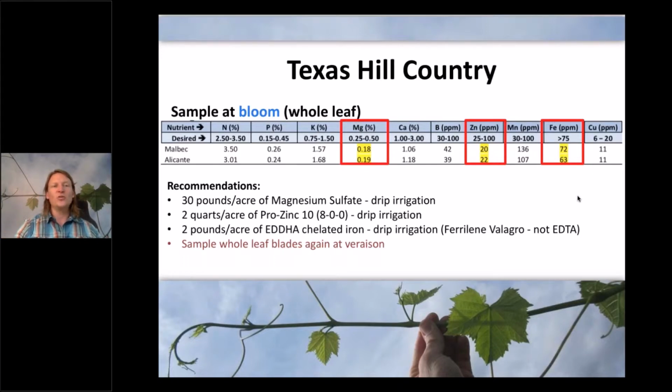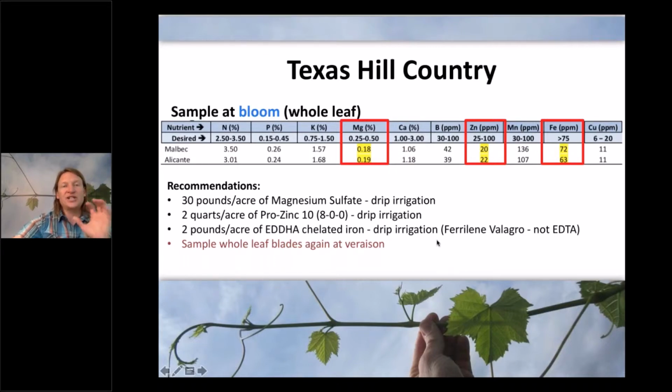So below were my recommendations to this grower. This is an actual client and actual recommendations that I made. I told them, through your drip irrigation, you can apply, right after fruit set, 30 pounds per acre of magnesium sulfate. That's Epsom salt. That's going to give you magnesium and sulfur. I told them they can mix with that 2 quarts per acre of Pro Zinc 10, which has 8% nitrogen and some zinc in it, a chelated zinc, and then put out 2 pounds per acre of an EDDHA chelated iron, which is a good one for high pH soils. And that one's called Fertilizzer by Villagra.